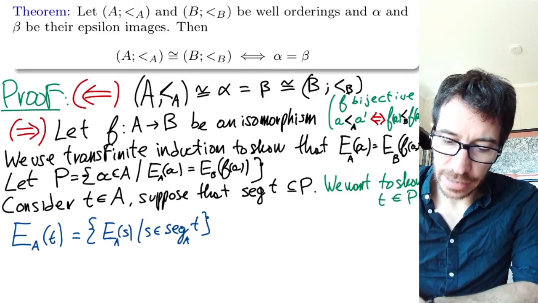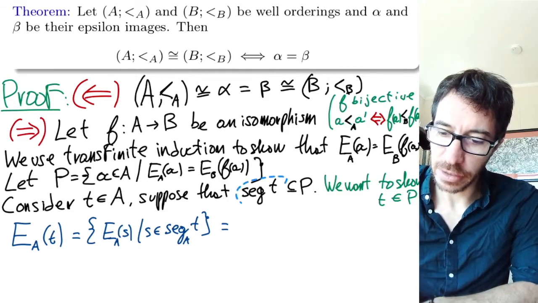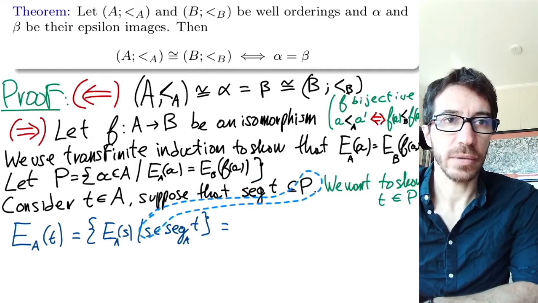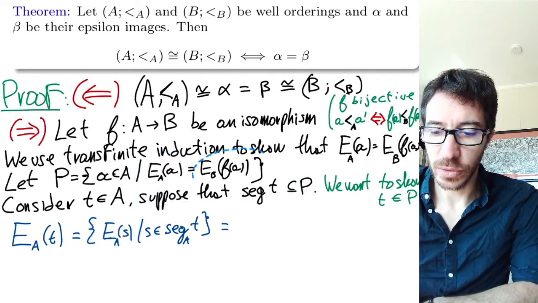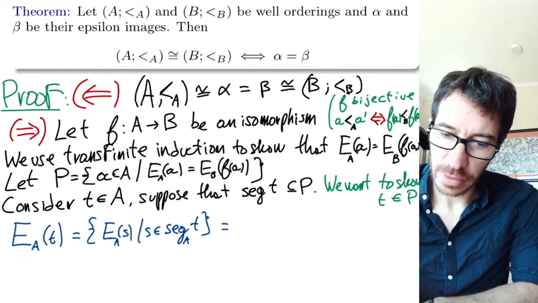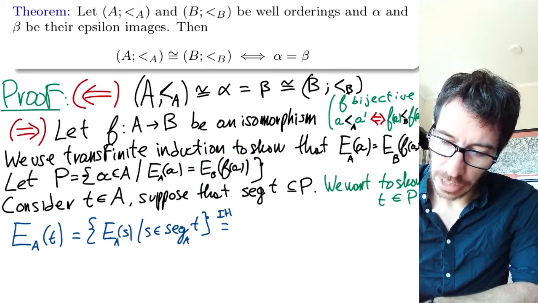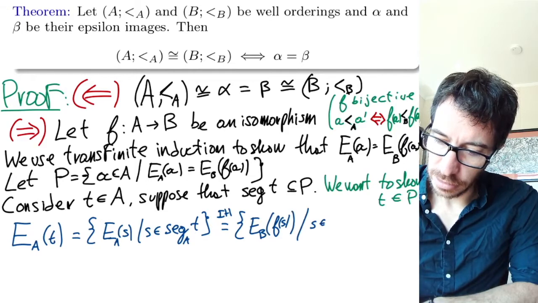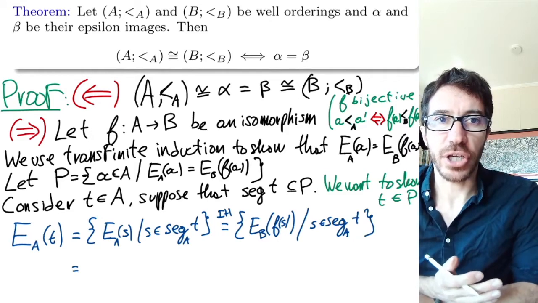Now, by the induction hypothesis, we are assuming that the segment of T is included in P, right? So all these S's belong to P, right? And if they belong to P, that means that E of them is equal to the same thing on the B side. So by the induction hypothesis, we get that this is equal to E according to B of F of S, where S is in the segment of T according to A. Good. But now F is a bijection.